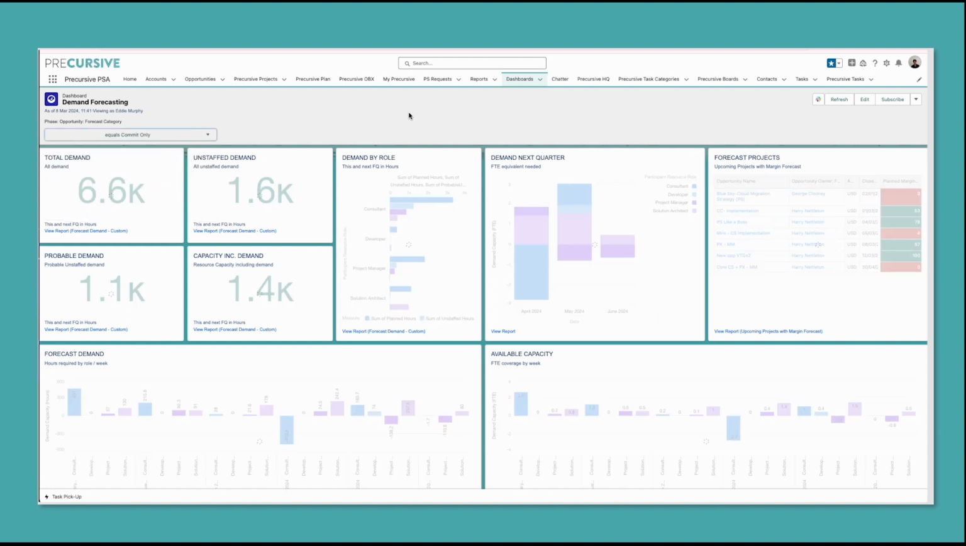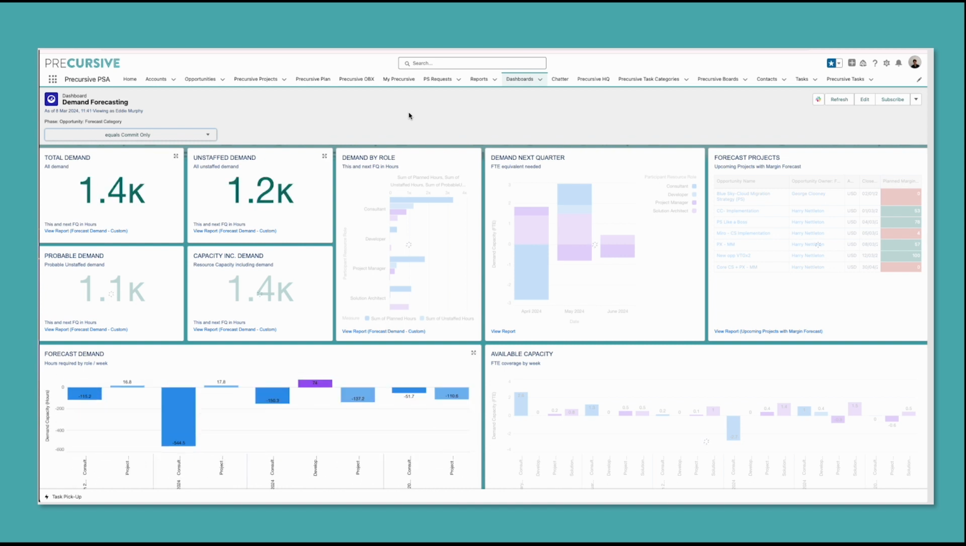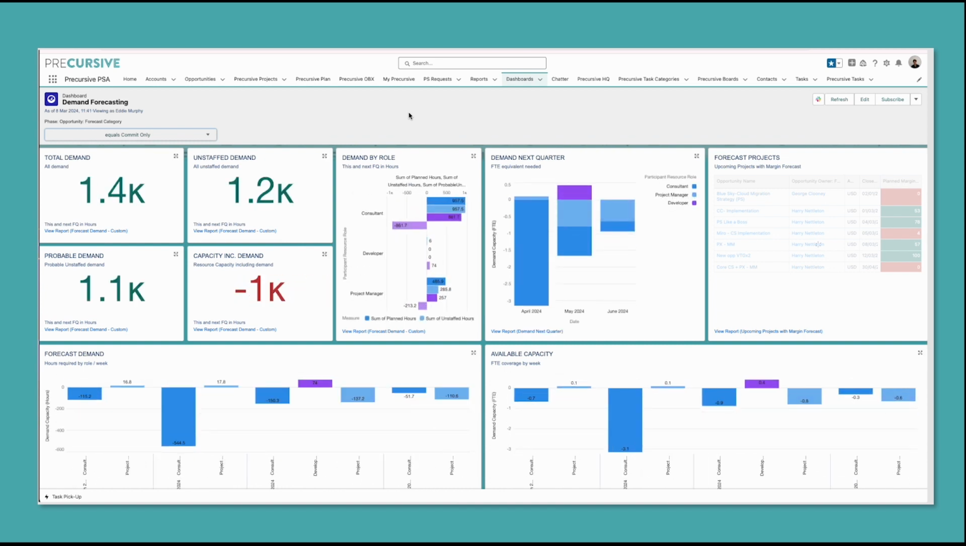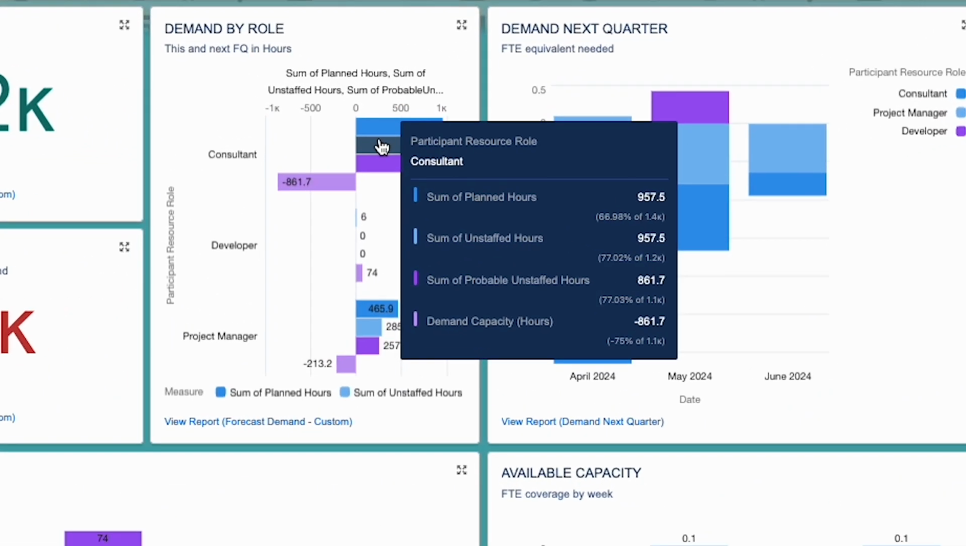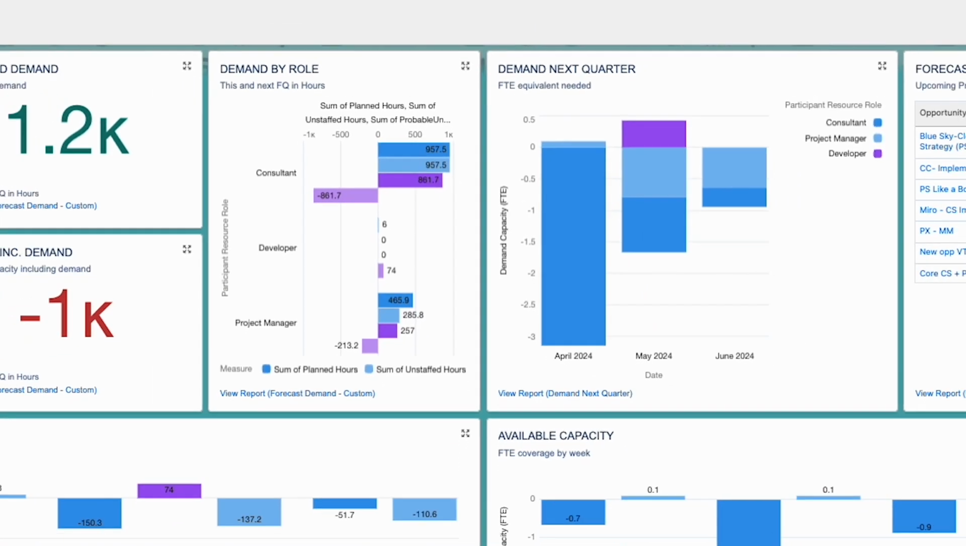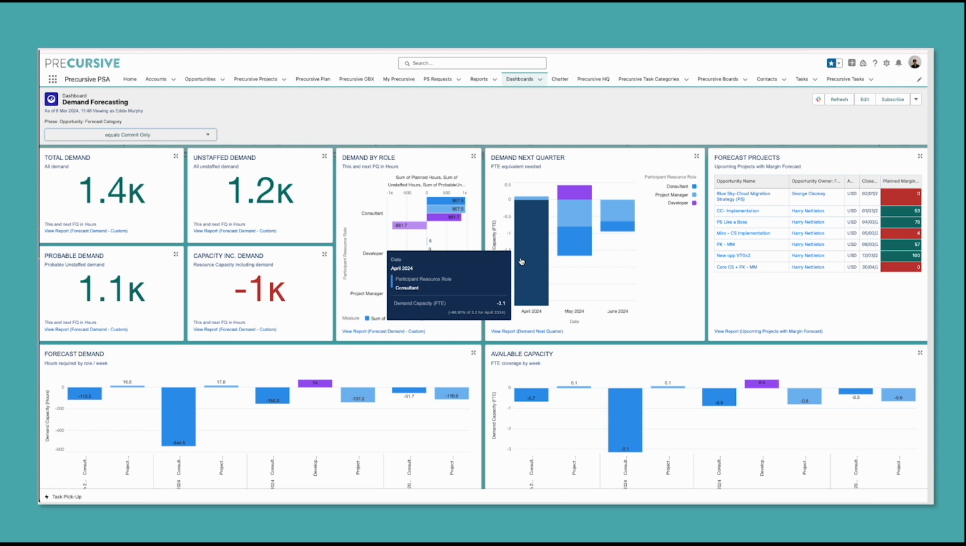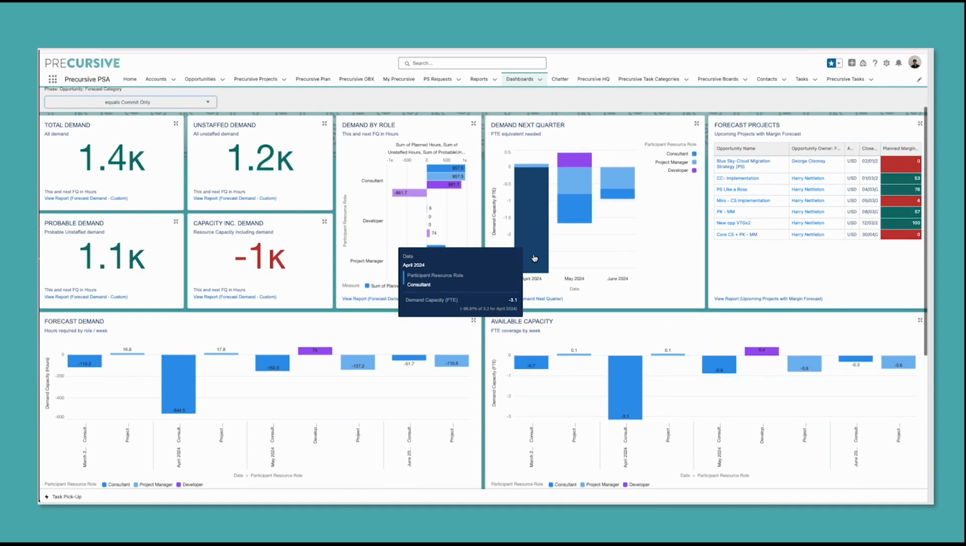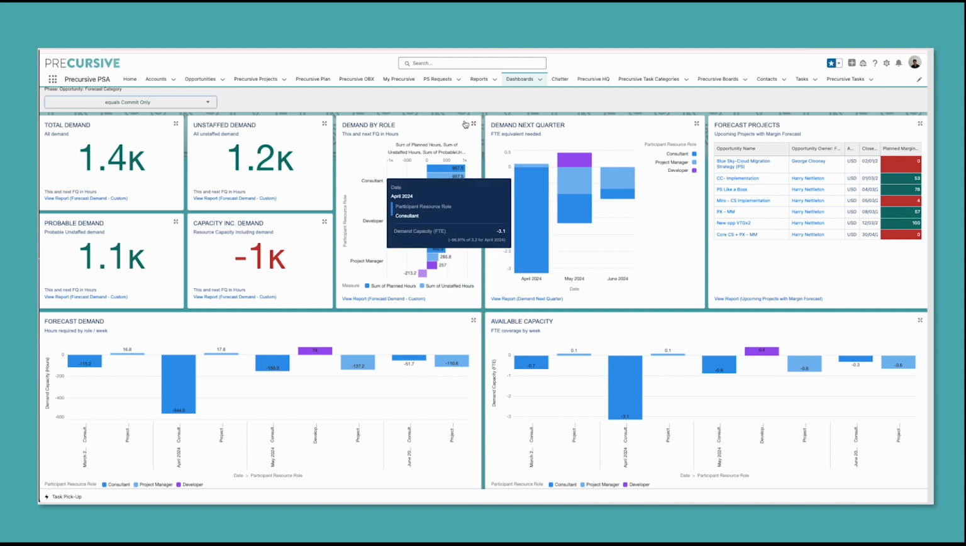But if I want to look at commit, I can begin to understand what's coming down the pipeline and what that's going to look like in terms of our capacity. So for example, we can see already that in April we're going to have some issues with our consultants. Based upon what's in commit at the moment, it's unlikely that we're going to be able to meet that demand, so we're going to have to do something about it, because we can see that we're under in terms of FTE equivalents that we're going to need for that period.